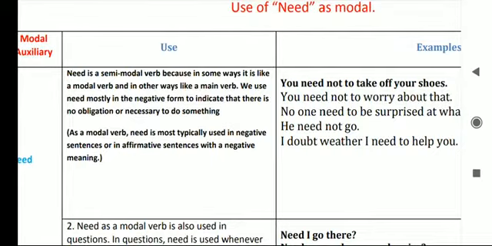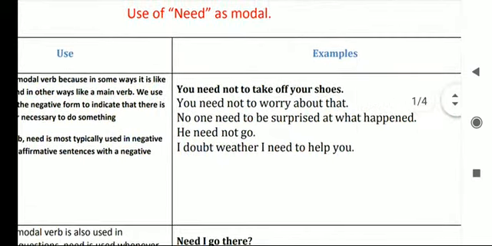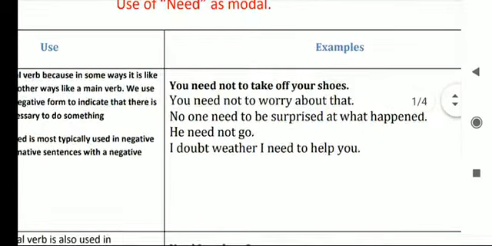As a modal verb, need is most typically used in negative sentences or in affirmative sentences with a negative meaning. See the following examples. You need not take off your shoes.